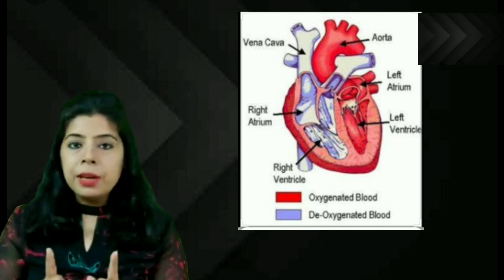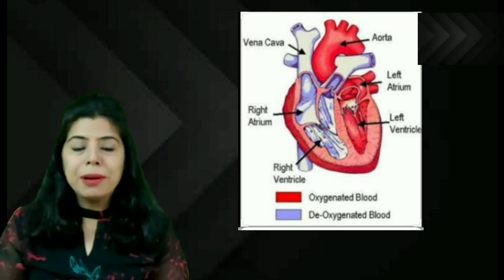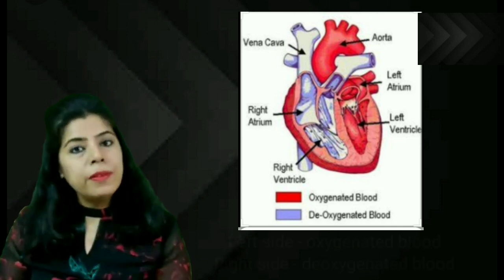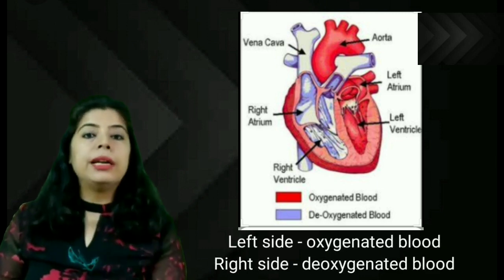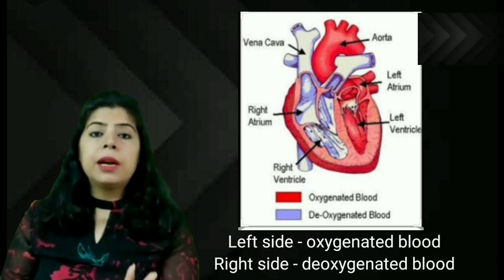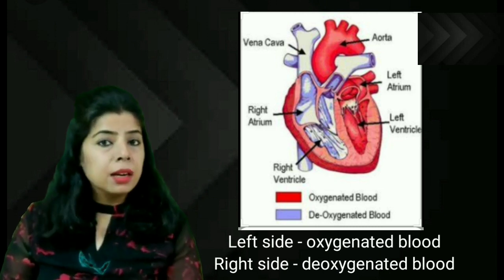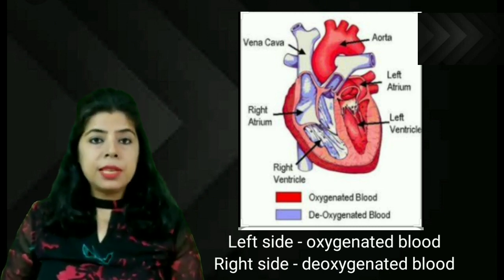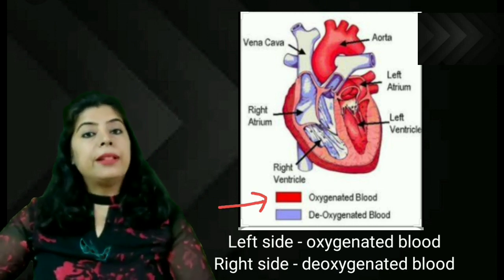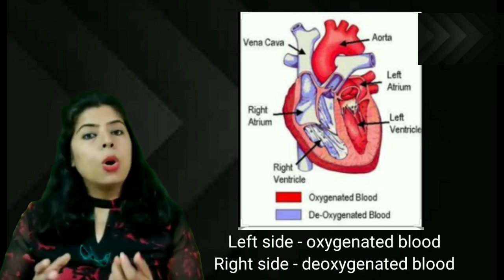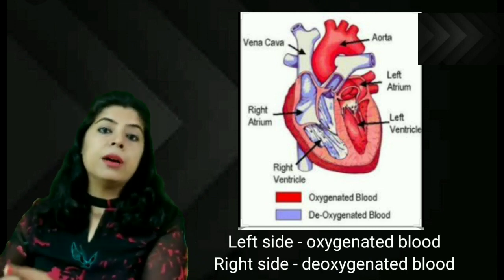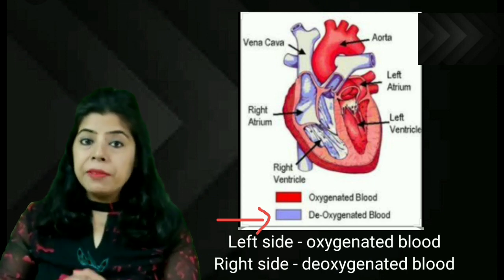So this is a very important point which you should remember. Also remember that the left side of the heart always has oxygen-containing blood, oxygenated blood, and oxygenated blood is always shown by red color. In any diagram you will see the oxygen-containing blood shown in red, and the right side of the heart always has deoxygenated blood, and it is always shown by a blue color.